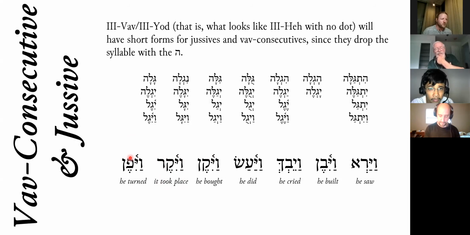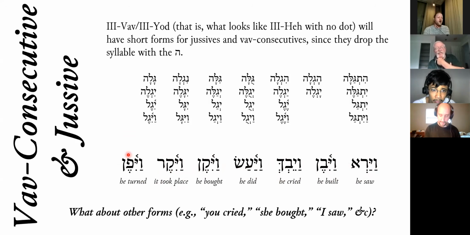Vayifen, and he turned. Okay, this is from pana. Kara, it happened. Kana, he bought. Asa, he did. Bacha, he cried. Bana, he built. Ra'ah, he saw. Okay, that's what you should be able to recognize when you see those verbs.